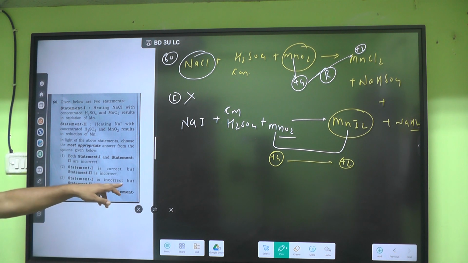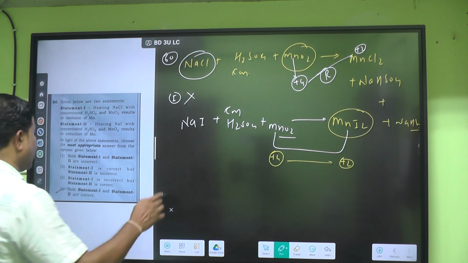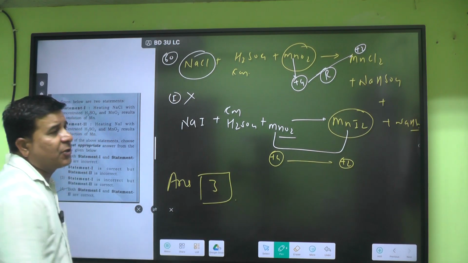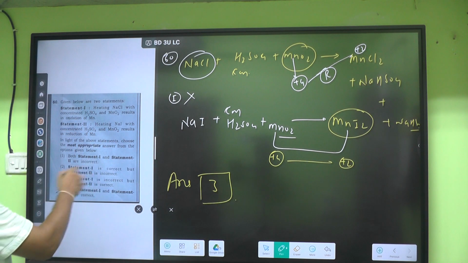Third option: first statement is wrong, second statement is correct. Now the third option, the answer will be third. The third answer is correct. Okay, understood everyone? Remember this, a very simple question.